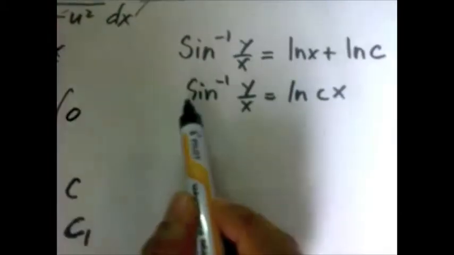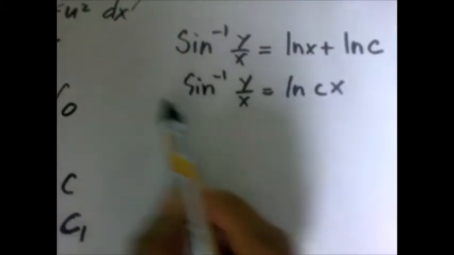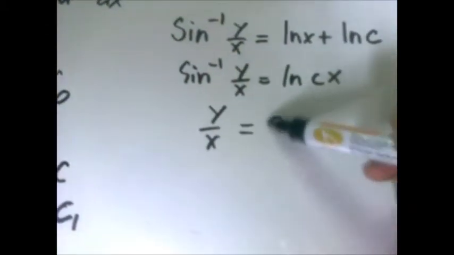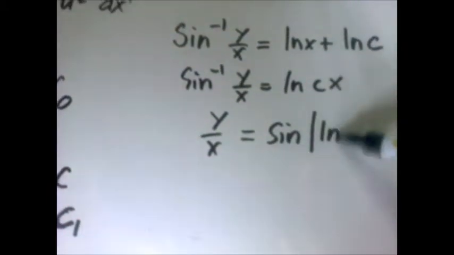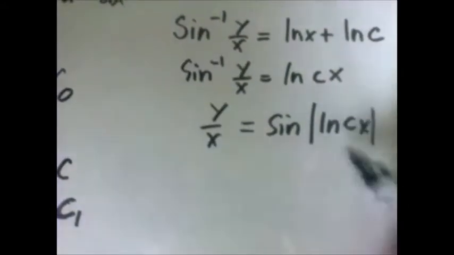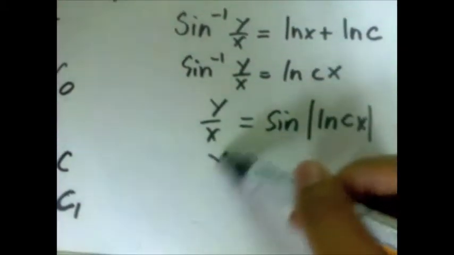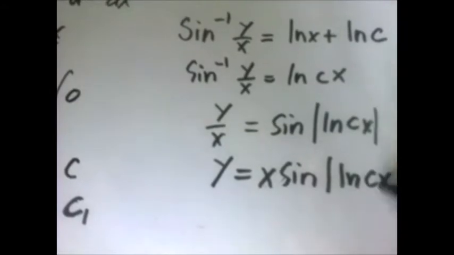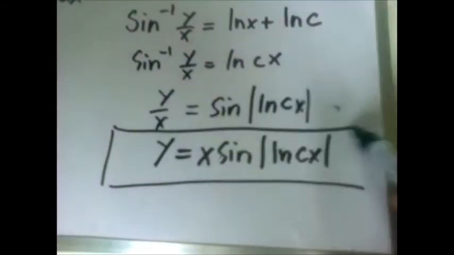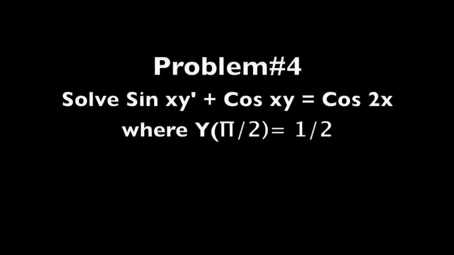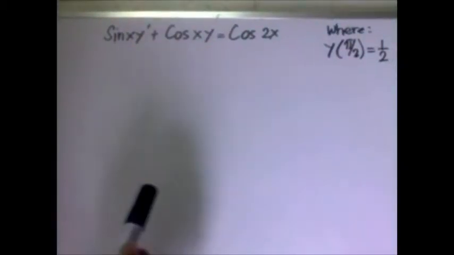Then, in order for us to transfer this arcsine to the right side, it becomes y over x is equal to sine of ln cx, absolute value. Multiplying x on the right side, y is now equal to x sine ln cx. So this is now our final answer, the general solution of the given problem. So this is now the solution of our fourth problem.